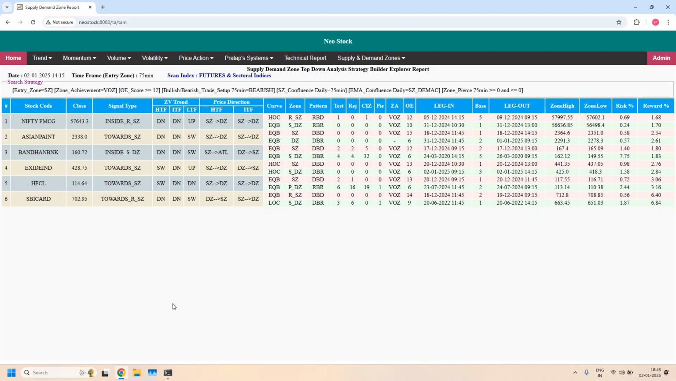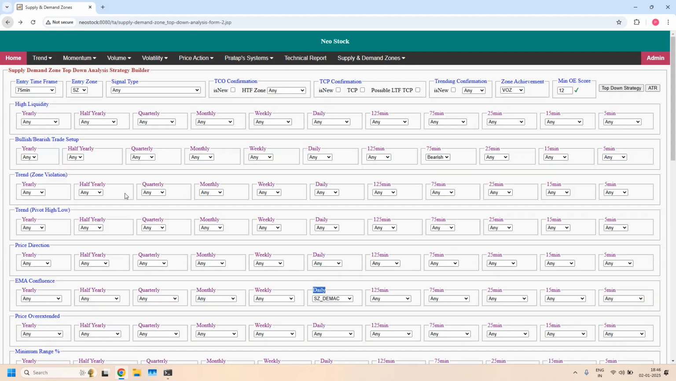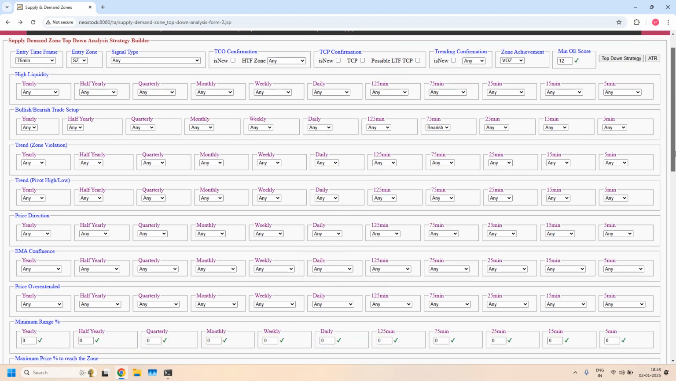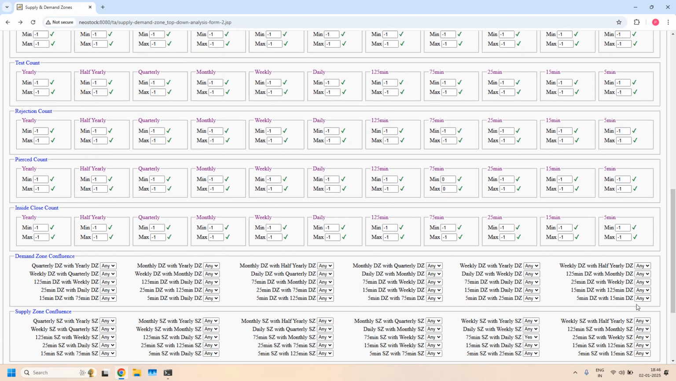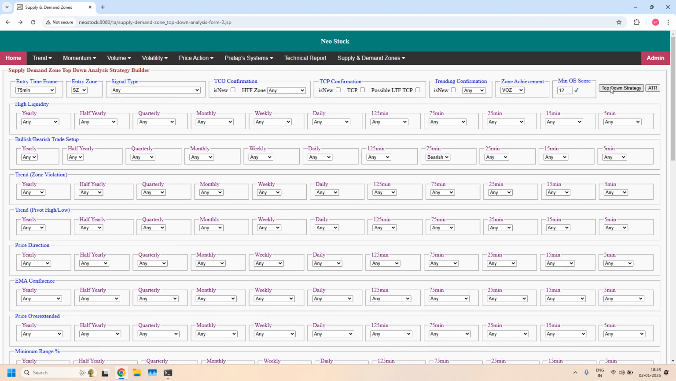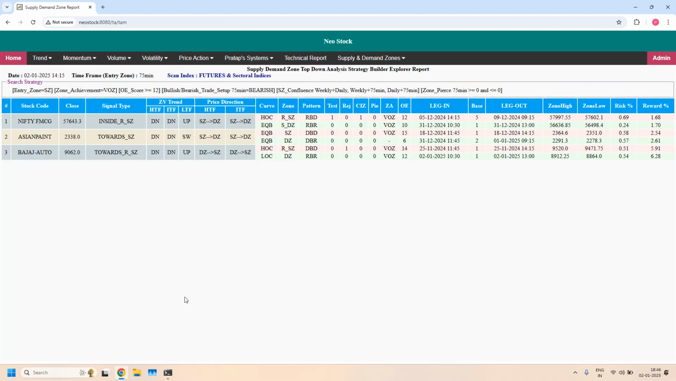Okay, next, let us further filter based on LTF, ITF and HTF supply zone confluence. I am removing the EMA filter. In the supply zone confluence, 3 filters we have to set. First one is already enabled. Second filter, 75-minute supply zone with weekly supply zone confluence. Next, daily supply zone with weekly supply zone confluence. With all the 3 filters, LTF, ITF, HTF supply zone confluence, we got 3 stocks.